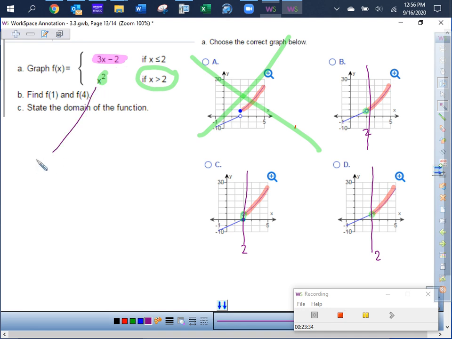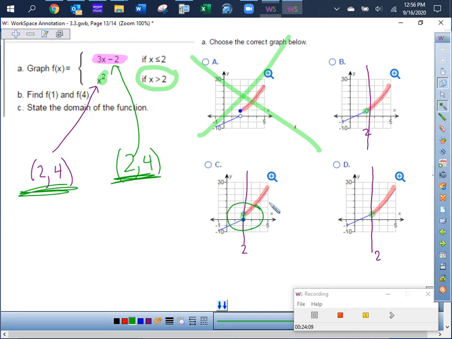Let's do the green piece. If x is 2, we're going to put that in. What would y turn out to be? You guys cool with 4? And that would be an open dot. But if I put 2 in here, I should have used pink. If I put 2 in here, what would y turn out to be? 4, and that would be a closed dot. When I let x be 2, they landed on the same place in the graph. They landed on 2, 4.